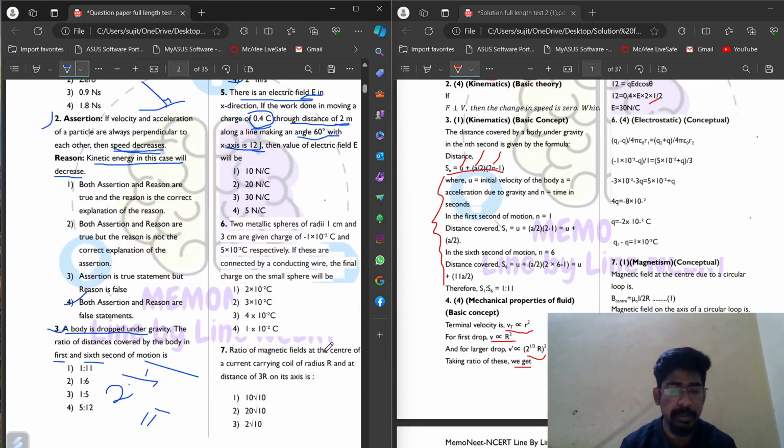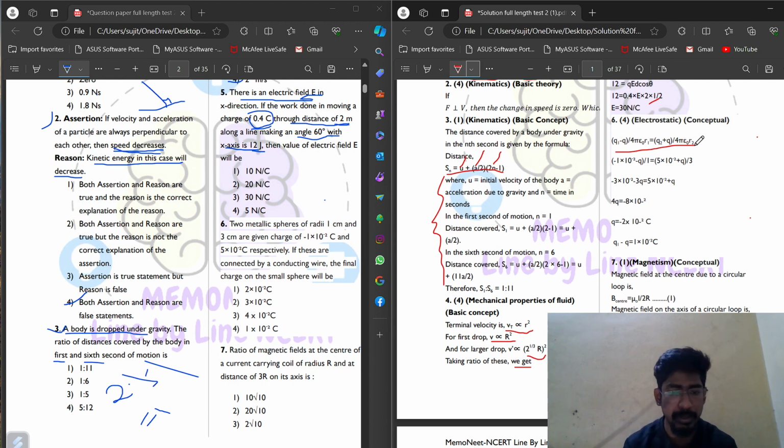Question number 6. Two metallic spheres of radius 1 centimeter and 3 centimeter are given charges, one I think a negative charge and the other a positive charge. That means there will be an attraction force, not repulsion. If these are connected by a conducting wire, then the final charge of the small sphere will be.